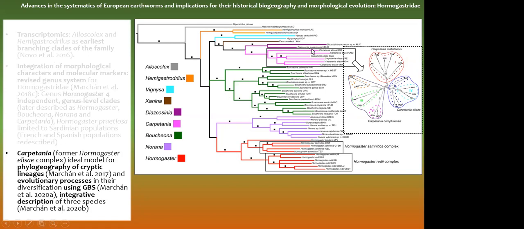Also, we found that the genus Carpetania, which was formerly described as the complex Hormogaster elisae, is an ideal model for studying the phylogeography of cryptic lineages, and also the evolutionary processes behind their diversification. For that, we used GBS, which I mentioned before, and this GBS allowed us to delimit 3 large species within this genus and to describe them through integrative methods.